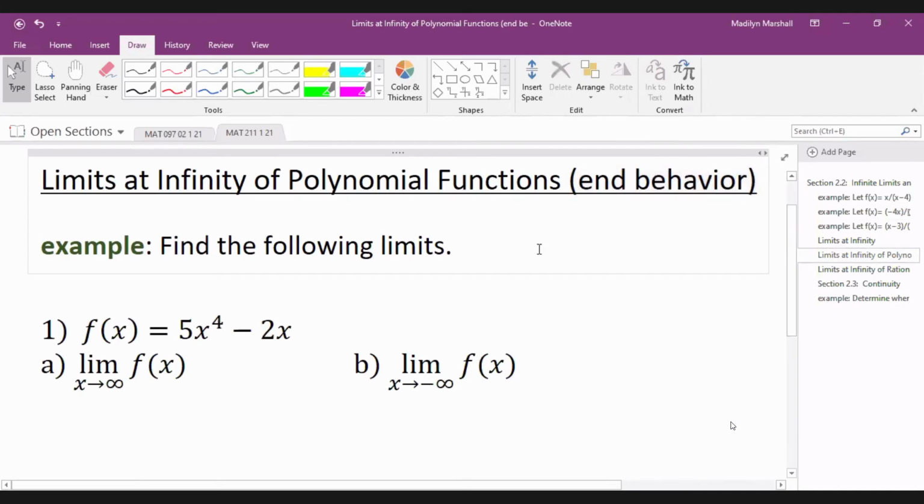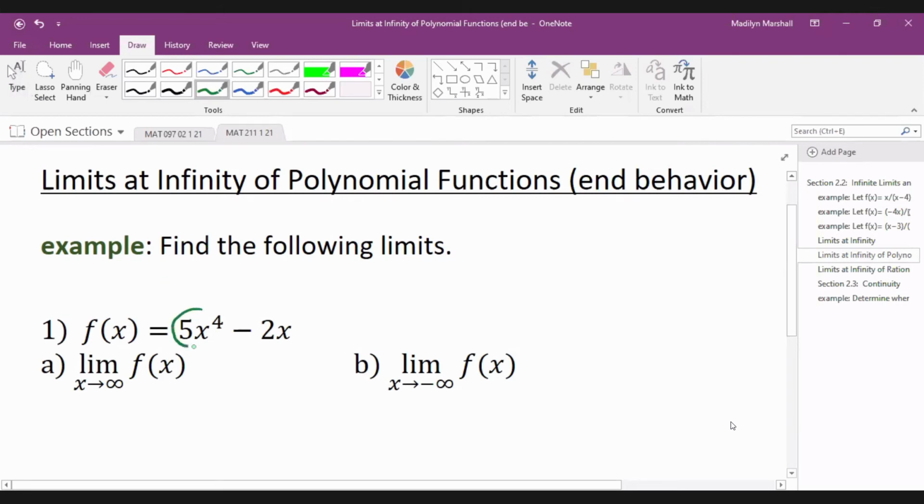So these questions that are on here, we want to know the limit of this function as x goes to infinity and negative infinity. We don't have to do any plugging in or anything here. We just need to have an idea of what this polynomial looks like, and that is fully based on the leading term. The leading term is the one with the biggest exponent.